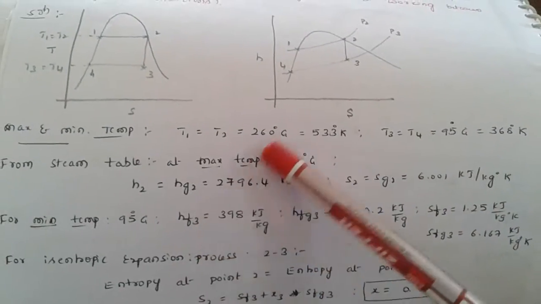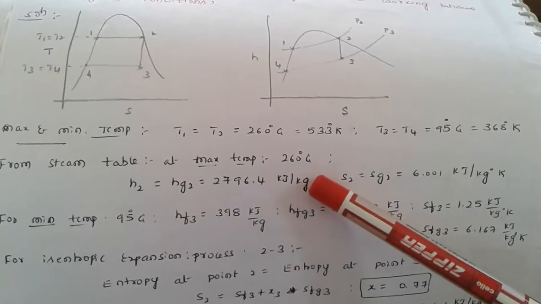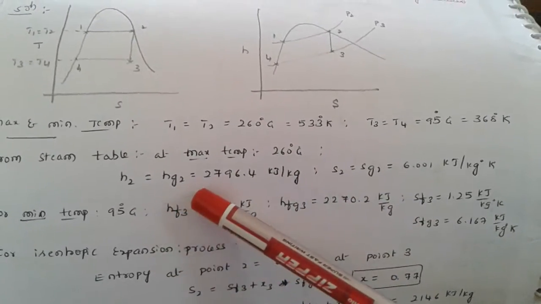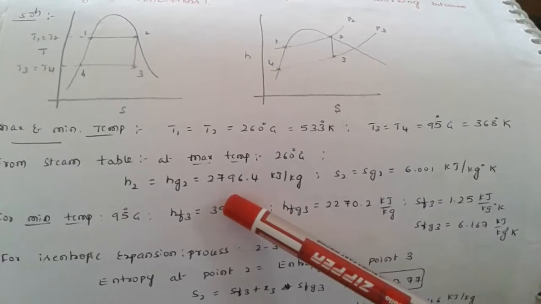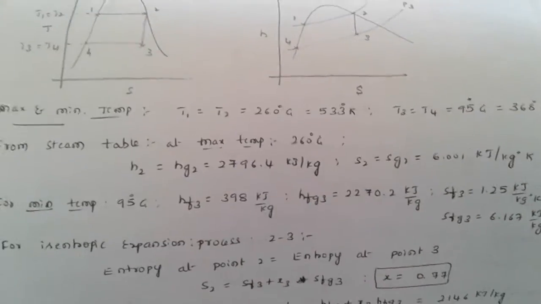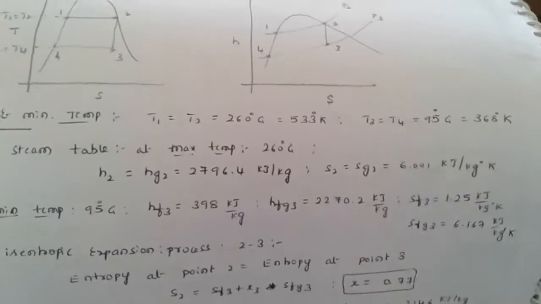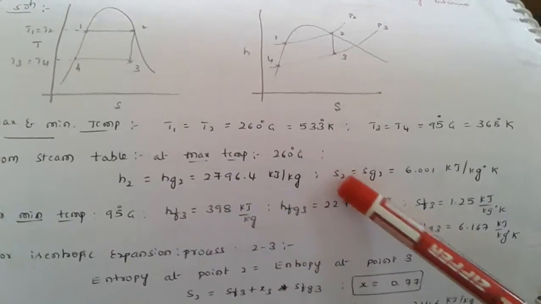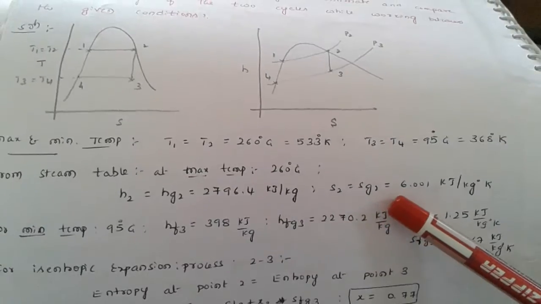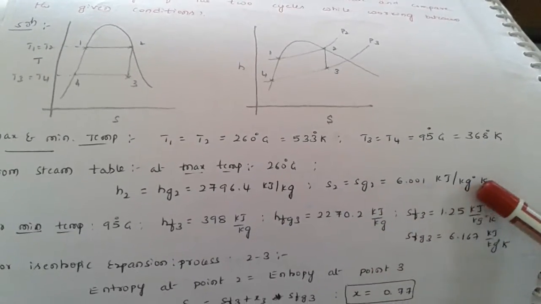Okay, from the steam table corresponding to a temperature of 260 degrees centigrade, H2 is equal to Hg2, because I have taken the dry saturated condition, and that value from the steam table becomes 2796.4 kilojoules per kg. S2 is equal to Sg2, which becomes 6 kilojoules per kg degree Kelvin.